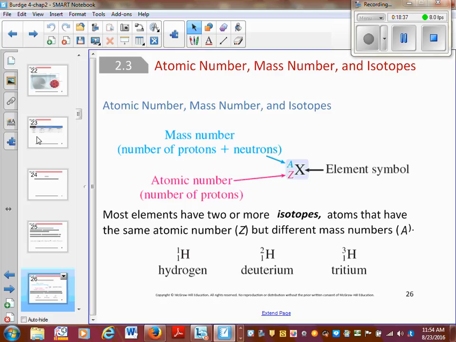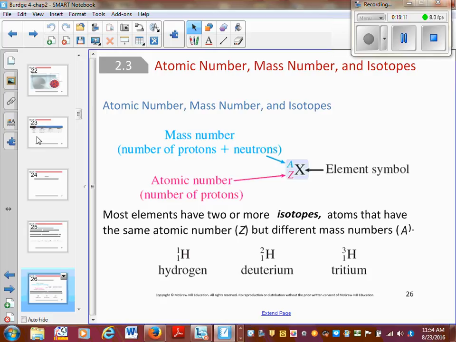So most elements have 2 or more what they call isotopes. So isotopes, we can't change the number of protons, but we can change the number of neutrons. So this first one here, hydrogen, is our everyday hydrogen, has atomic number 1, mass number 1. So how many protons does it have? How many electrons? How many neutrons? None. It's the mass number minus the protons. So 1 minus 1 is 0.